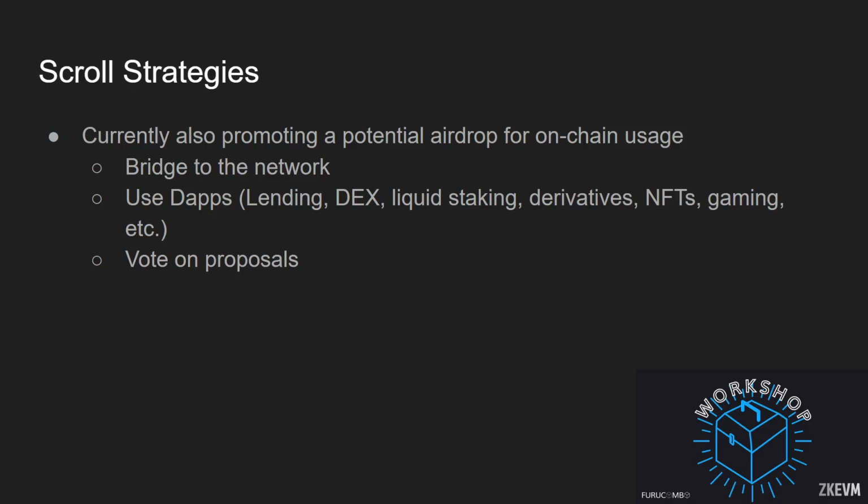You're going to want to create volume on the DEX. You're going to want to liquid stake, use any kind of derivatives platform if available, possibly buy some NFTs, play some games, run through their smart contracts, things like that. And then lastly is voting on any kind of proposals. If we see a snapshot vote, you'll want to vote on that with your tokens if possible, depending on what kind of tokens they're using for governance at the moment, because they don't have any tokens available yet.